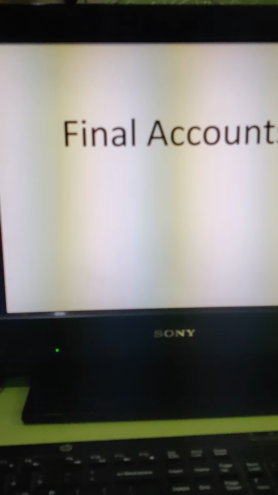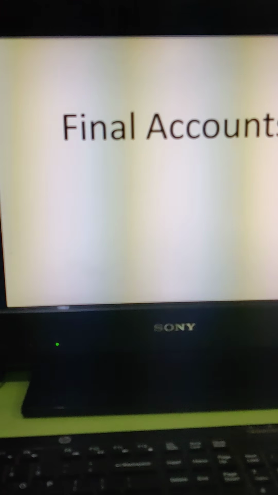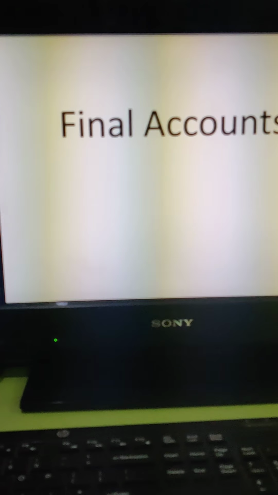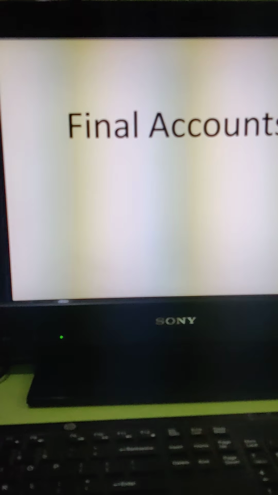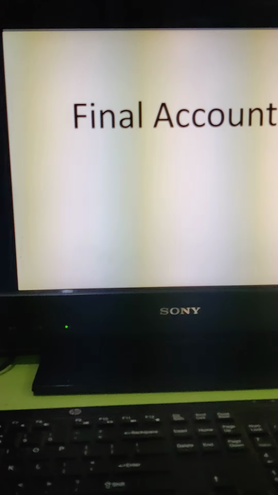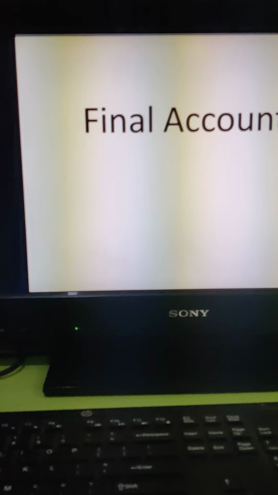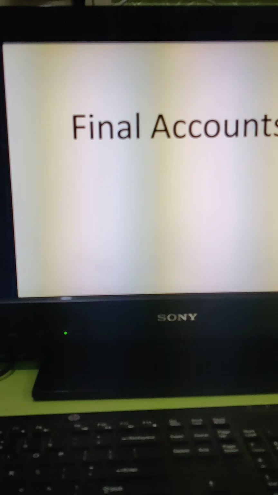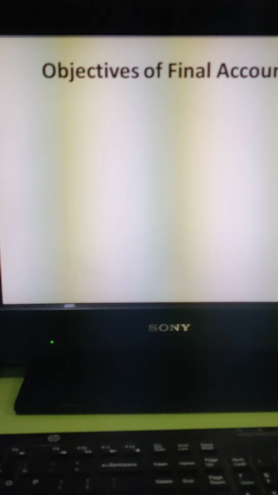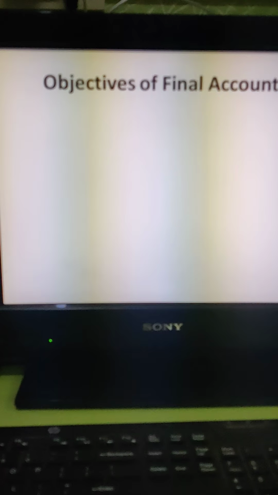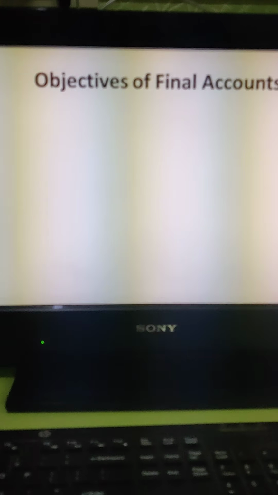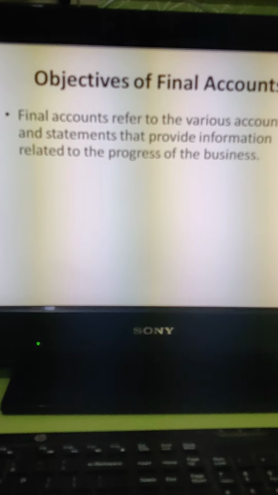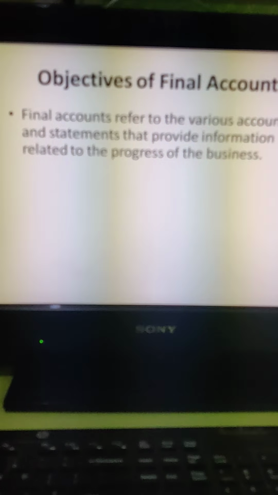In a similar manner, final accounts are a parameter for any business to judge its progress in terms of profitability and other aspects like assets and liabilities. Hence the preparation of final accounts. Friends, in order to understand the preparation of final accounts, let us try and understand the objectives of the final accounts. Why do we prepare final accounts?